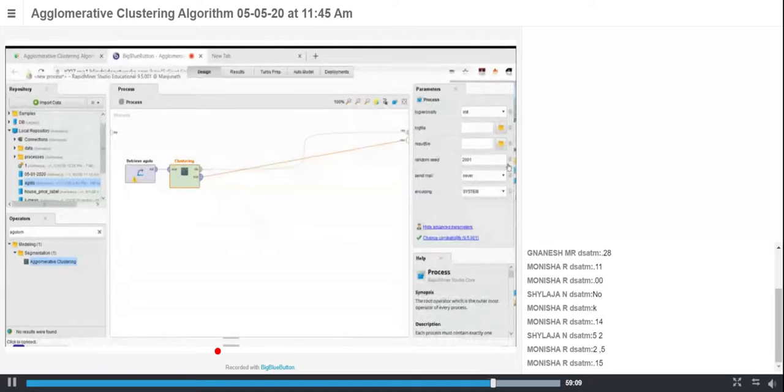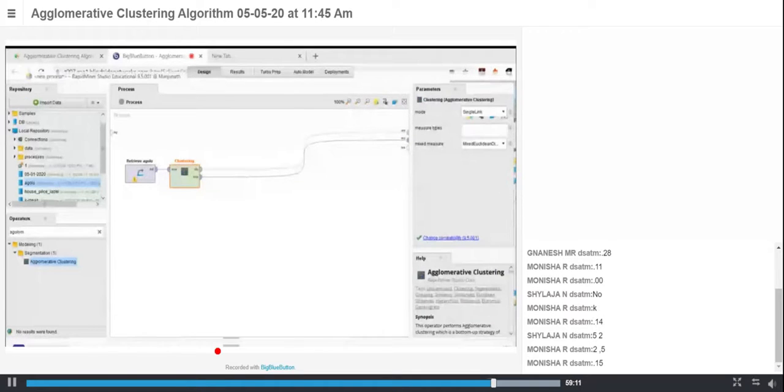I already told you that there are three ways we can use the clustering technique: single link, complete link, or average link. Single link means the minimum value we consider. Complete link means the maximum value we consider in a distance. Average link means the average value we consider. First we will check with single link. So we are going to run.